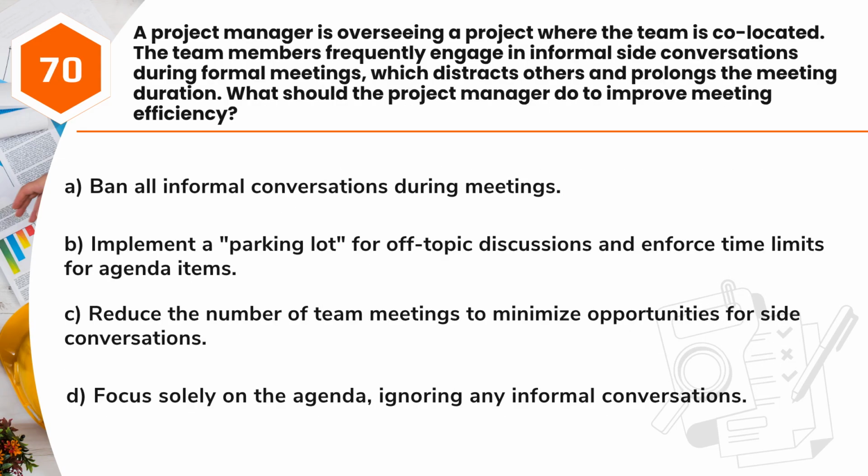Question 70. A project manager is overseeing a project where the team is co-located. The team members frequently engage in informal side conversations during formal meetings, which distracts others and prolongs the meeting duration. What should the project manager do to improve meeting efficiency? A. Ban all informal conversations during meetings. B. Implement a parking lot for off-topic discussions and enforce time limits for agenda items. C. Reduce the number of team meetings to minimize opportunities for side conversations. D. Focus solely on the agenda, ignoring any informal conversations.